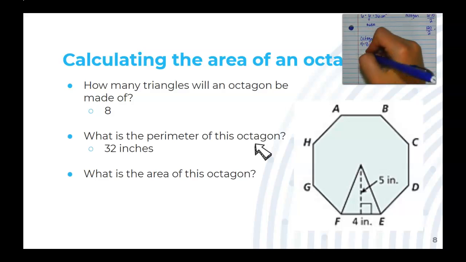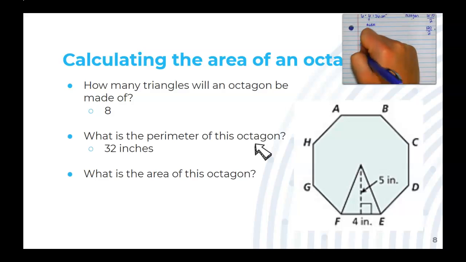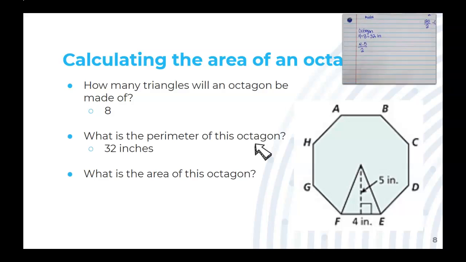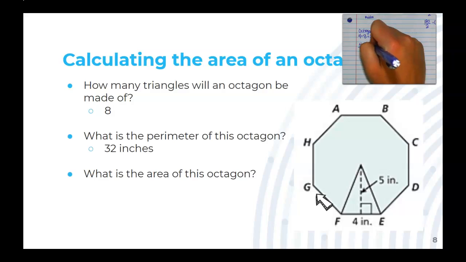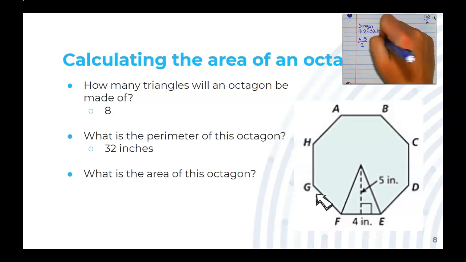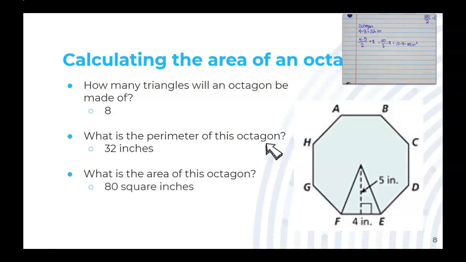To calculate the area, I'm going to take my base of 4 times my height of 5. I'm going to divide that by 2 because that will give me the area of one triangle, essentially this one triangle here. There are 8 total triangles, so I'm going to multiply by 8 to get my answer. So showing my work, I get 20 divided by 2 times 8. 20 divided by 2 is 10 times 8 would give me an area of 80 square inches.